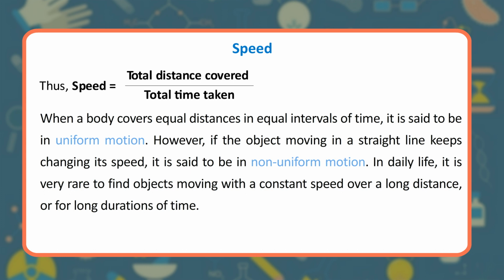When a body covers equal distances in equal intervals of time, it is said to be in uniform motion. However, if the object moving in a straight line keeps changing its speed, it is said to be in non-uniform motion. In daily life, it is very rare to find objects moving with a constant speed over a long distance, or for long durations of time.